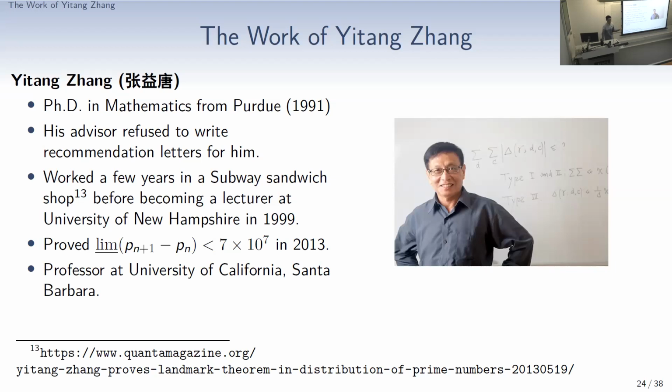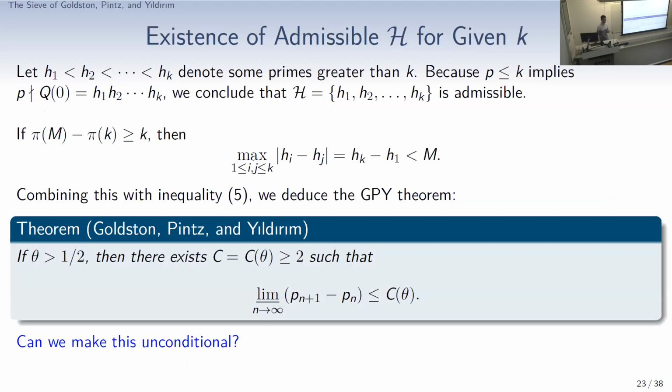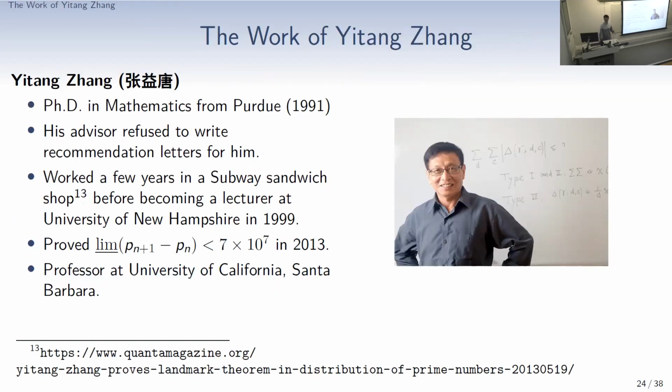And in 2013, he proved the unconditional result that the gaps between consecutive primes are less than 70 million infinitely many times, which makes what GPY did unconditional. After that, he became a professor at UC Santa Barbara.